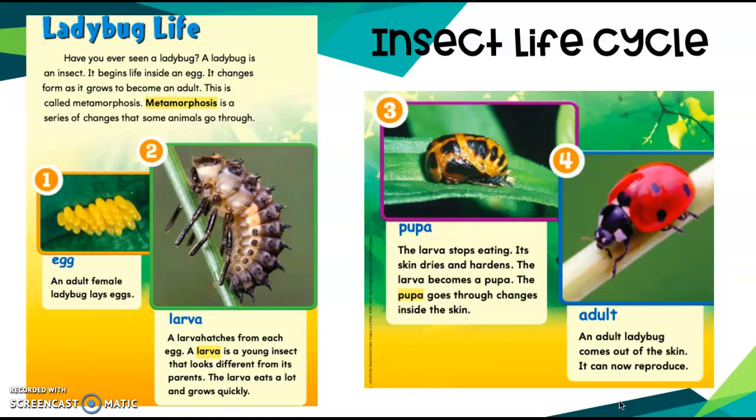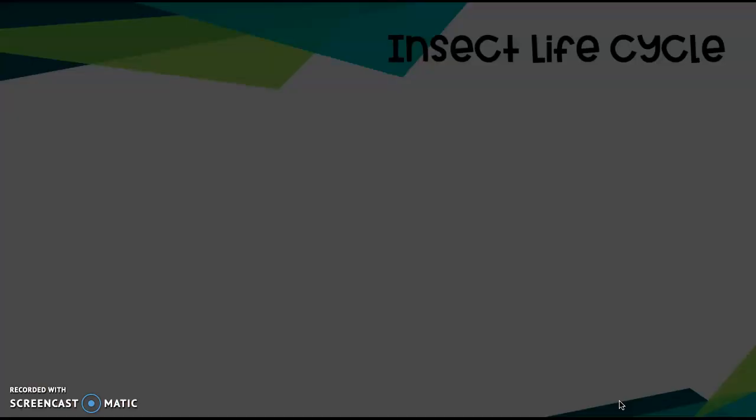Then it goes into the pupa stage. The larva stops eating. Its skin dries and hardens. The larva becomes a pupa. The pupa goes through changes inside the skin. Then it is an adult. An adult ladybug comes out of the skin. It can now reproduce.